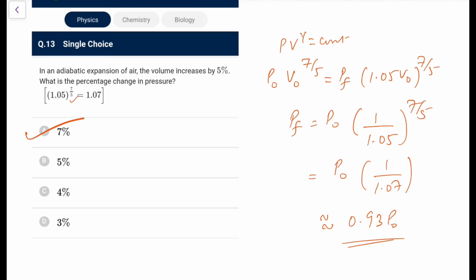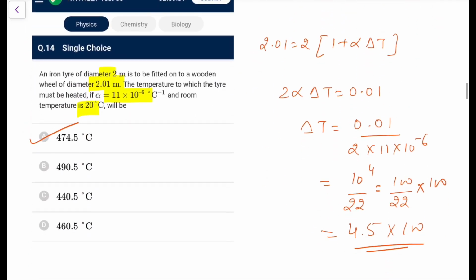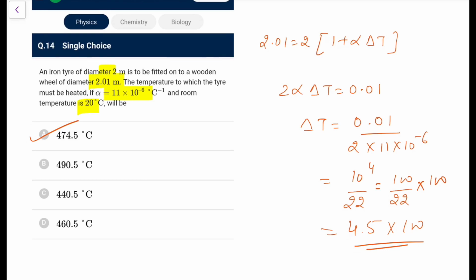So I don't want to solve it again, so I'm just telling you here. Because the volume increases by 5%, it is adiabatic expansion. We know PV to the power gamma is constant. So I applied P initial, V initial to the power gamma is P final, V final to the power gamma. The final volume would be 1.05 V naught. So the final pressure would be like this, and this value is given. This will come out as 1.07, and because it is not a very big change, you can directly go for 1 upon 1 plus x can be written as 1 minus x. So it would be 0.93 P naught. That means a 7% decrement.